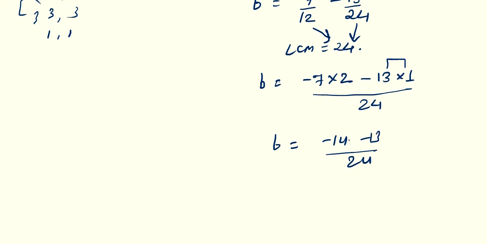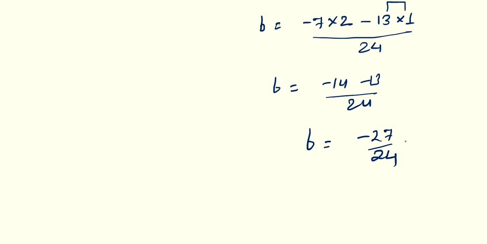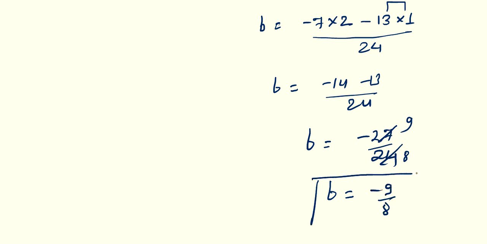So from there minus and minus make plus, but the negative sign we have to write. So minus 27 upon 24 is the other number. Now 27 and 24 are both divisible by 3, so you can reduce further if you want. So B equals 3 nines are 27 and 3 eights are 24. Minus 9 by 8 is the other number. So this is your required answer.